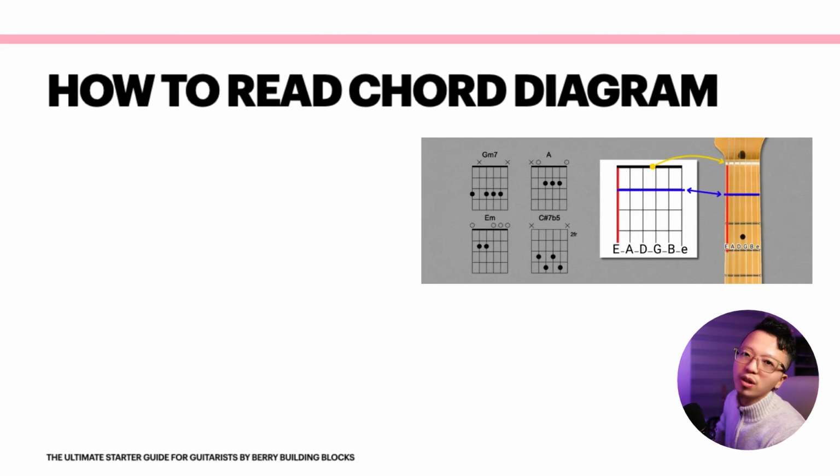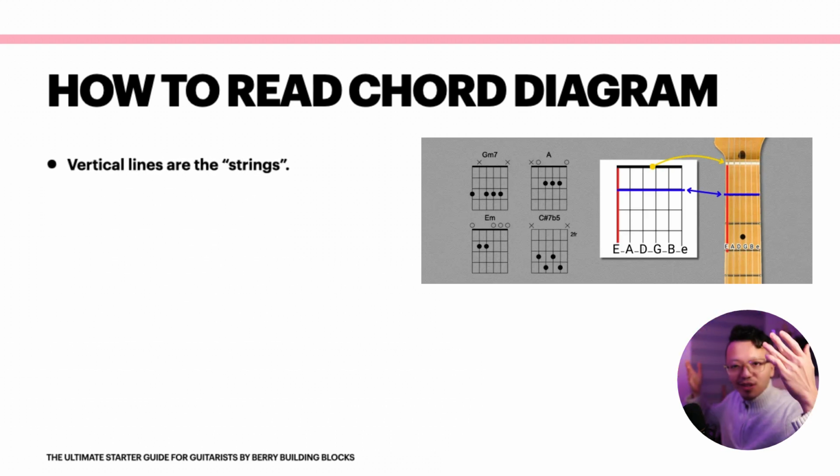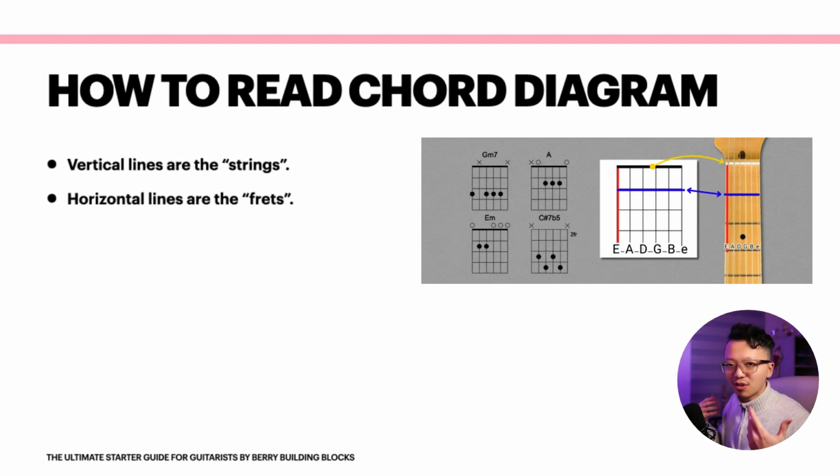Let's look at chord diagrams. How do you read it? It's super simple, really. It's one-to-one to your guitar when it's sitting upright. 6 vertical lines, they're the strings. The horizontal lines, they're the frets. It's that simple. So left to right, you have your strings, E, A, D, G, B, E, and then the lines are the frets, just like that.